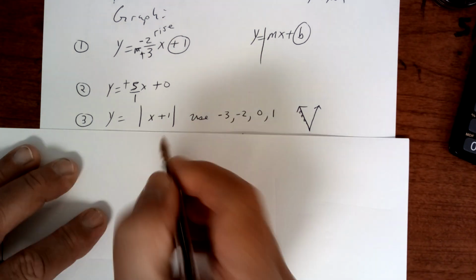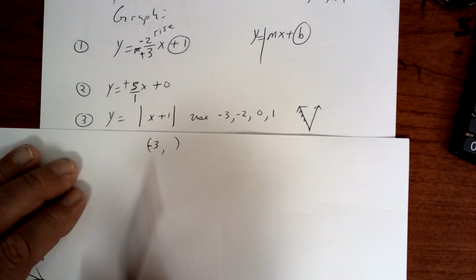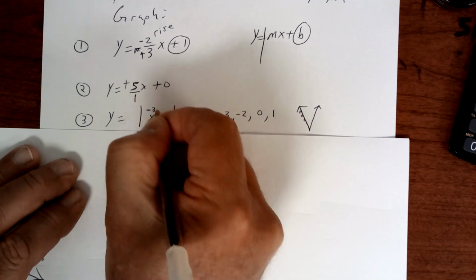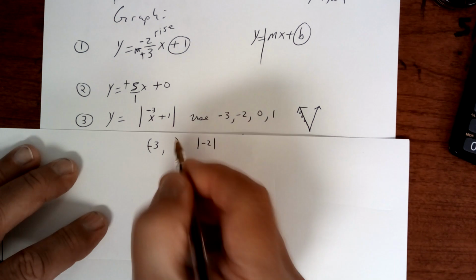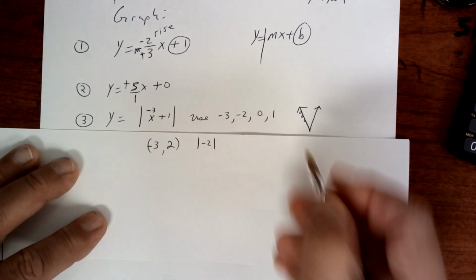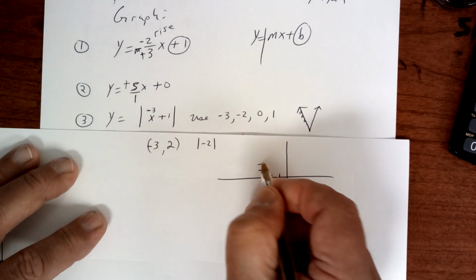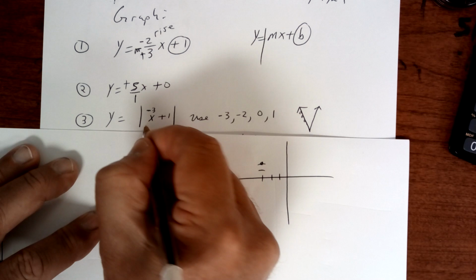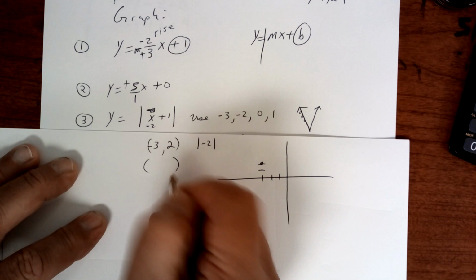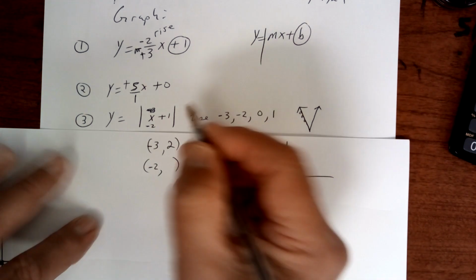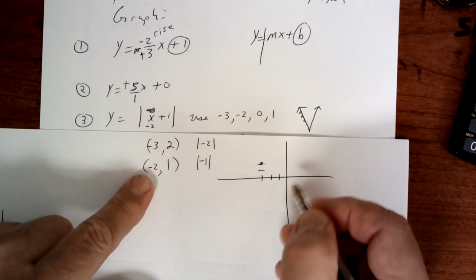So put negative 3 and plug it in. Negative 3 plus 1 is a negative 2. But the absolute value is always positive. So you're going to go negative 3 and then up 2. The next number is negative 2. Negative 2 plus 1 is a negative 1. And the absolute value of a negative 1 is 1. So go negative 2 and then up 1.